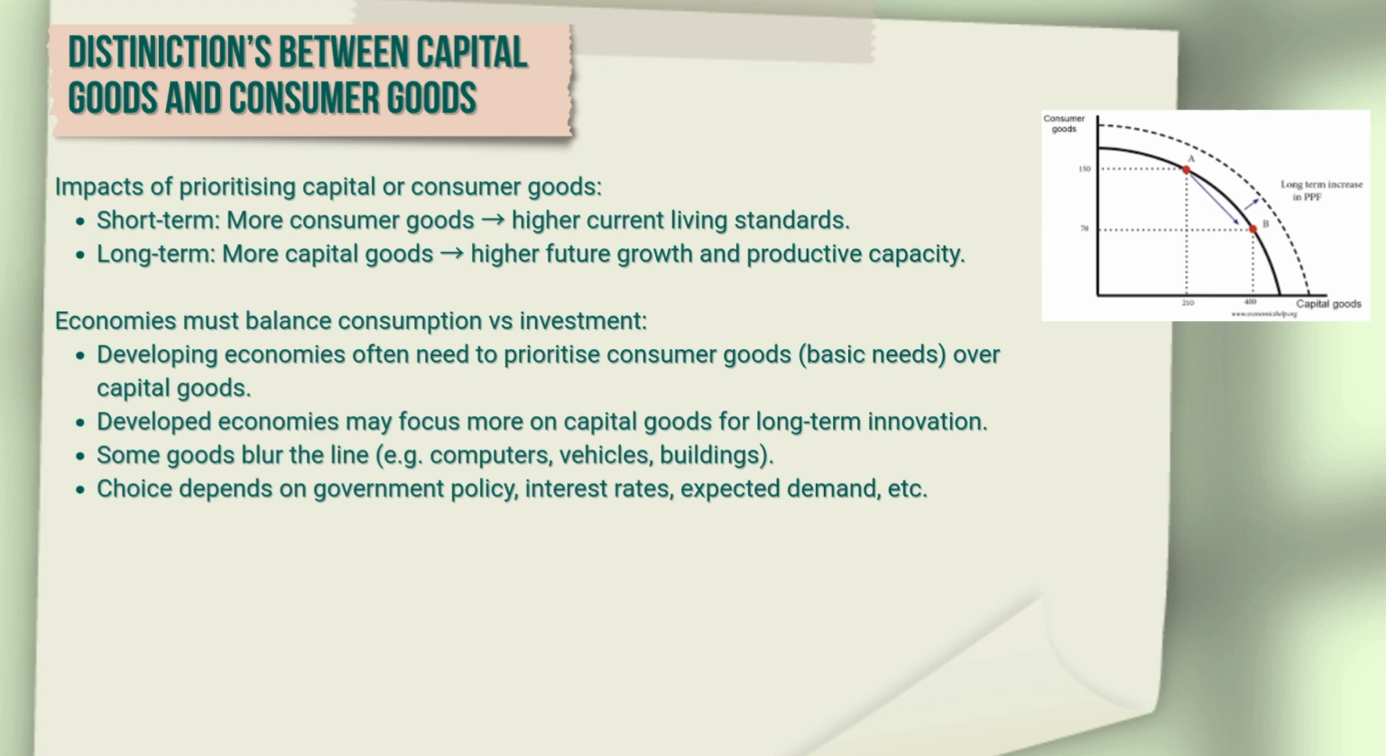Developing economies often need to prioritize consumer goods, which are basic needs, over capital goods. Developed economies may focus more on capital goods for long-term innovation. And then some goods blur the line, for example, computers, vehicles, buildings, though the choice depends on government policy, interest rates, expected demand, etc.